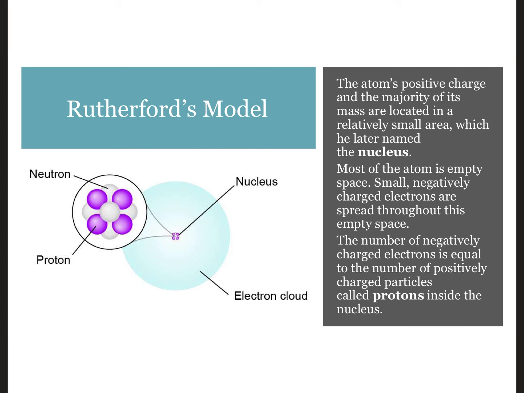The nucleus contains the atom's positive charge and is quite small compared to the overall size of Rutherford's atom. Most of the atom is empty space with small negatively charged electrons spread throughout the space. The number of negatively charged electrons is equal to the number of positively charged particles, called protons, inside the nucleus.